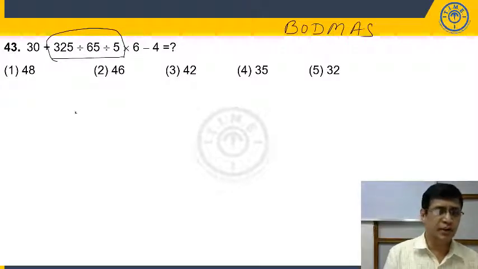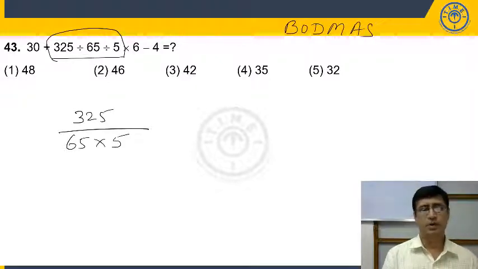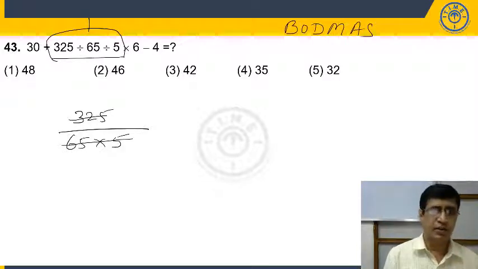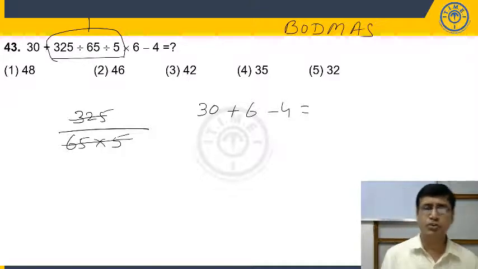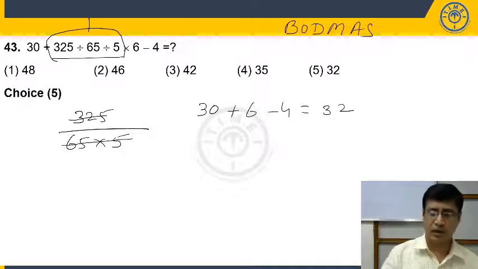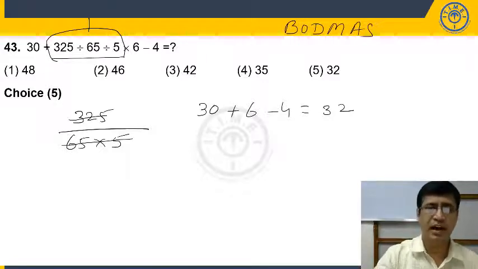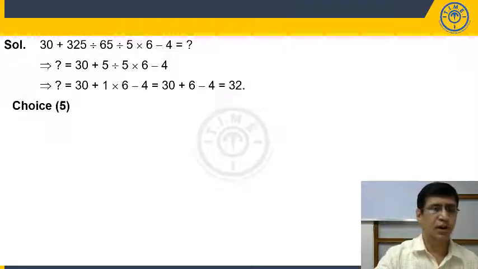First one here, 325 divided by 65 into 5. The product of these two numbers is equal to how much? It is 325. So what is the result? It is 1. 1 into 6 is 6. So 30 plus 6 minus 4. So how much is the result? 6 minus 4 is equal to 2, plus 30. It is 32. Option 5. Choice 5 is the answer for this question. Now look at the solution here.